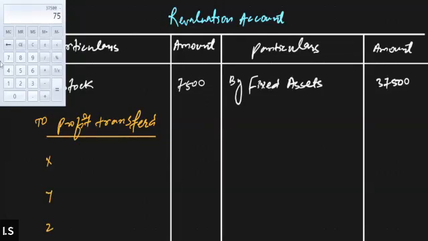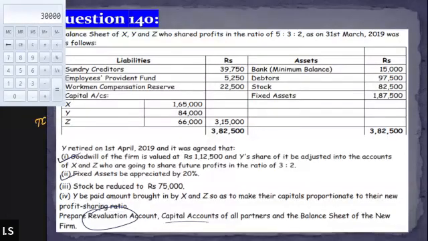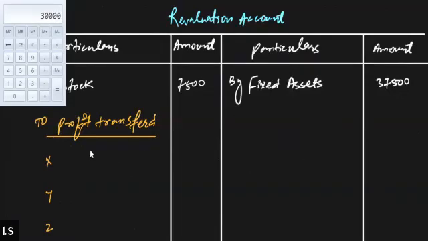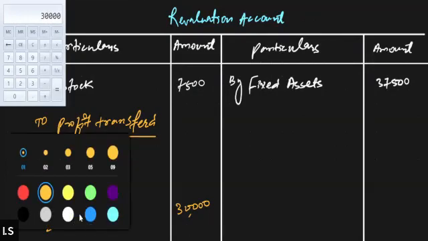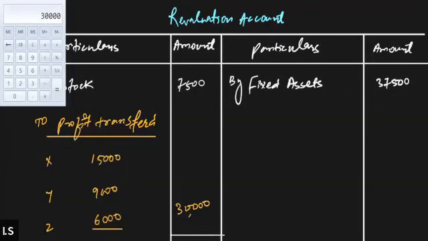How much will be the profit? 37,500 minus 7,500, 30,000 is the profit, and we will distribute it among the old partners in the old PSR, right? So the old profit sharing ratio of the partners was 5:3:2. That means 15,000, then 9,000 and 6,000. Totaling this, we will get 30,000. Got it, everyone? Is this clear? Anybody having any problem understanding the revaluation account? So 37,500 on both the sides. Tell me if it is clear or not. It's clear, sir.